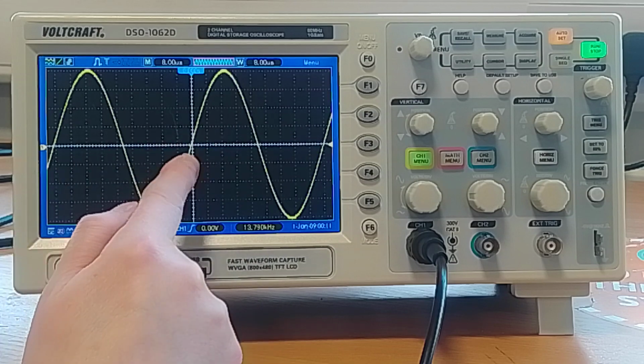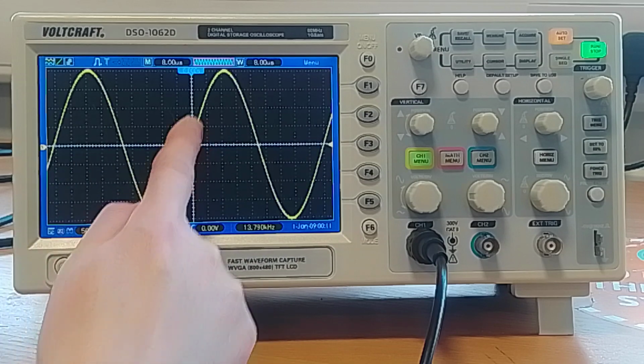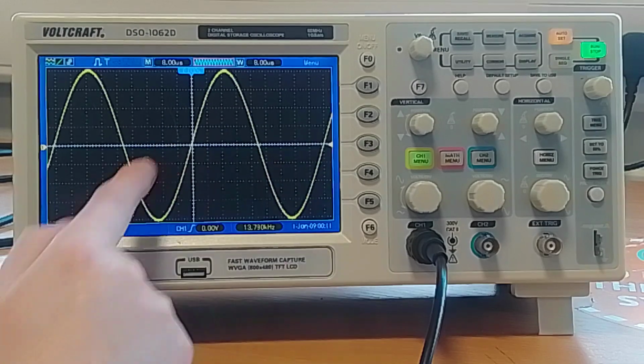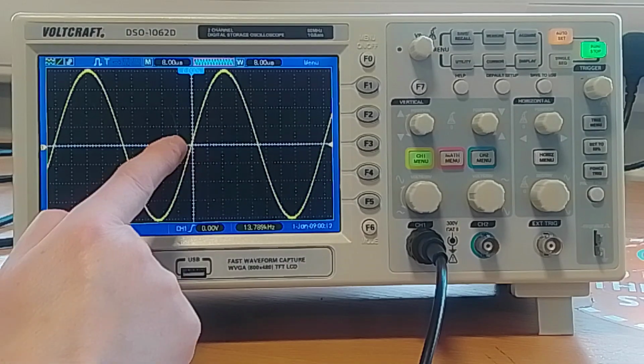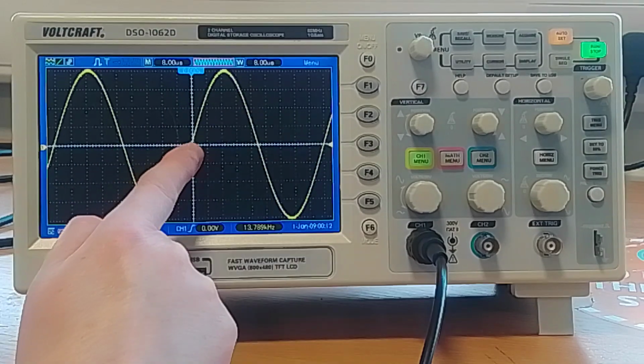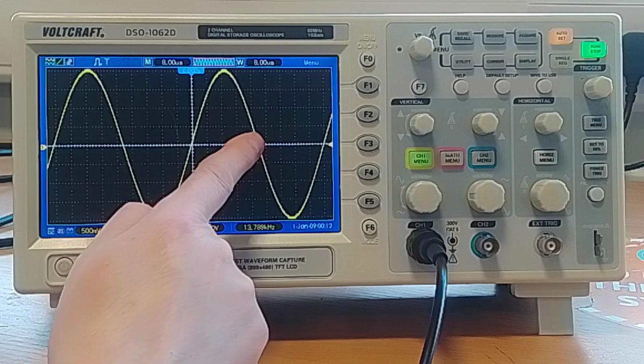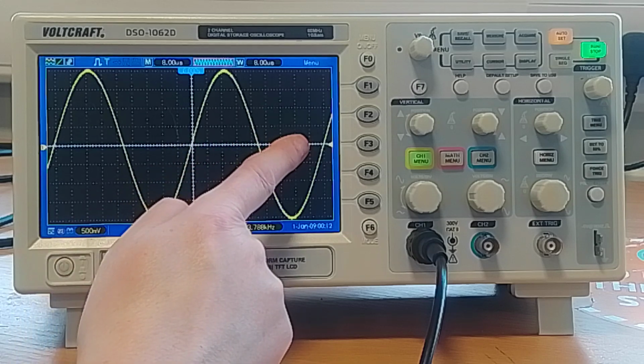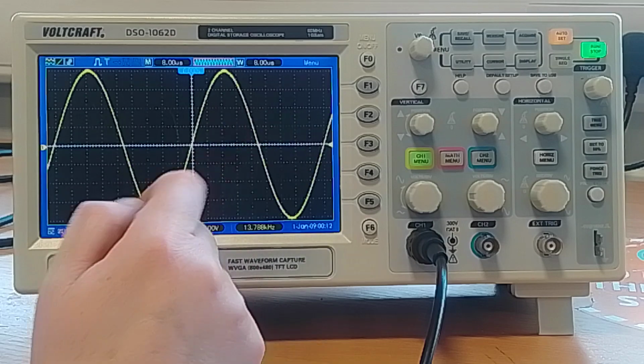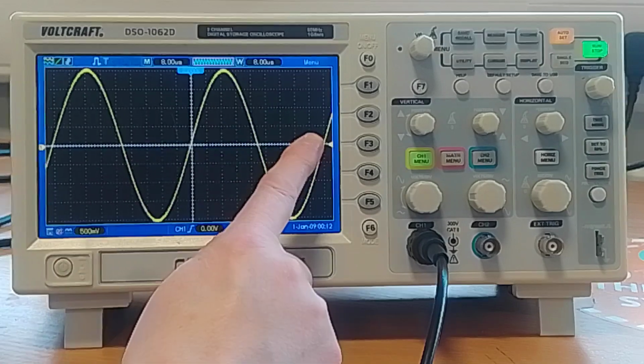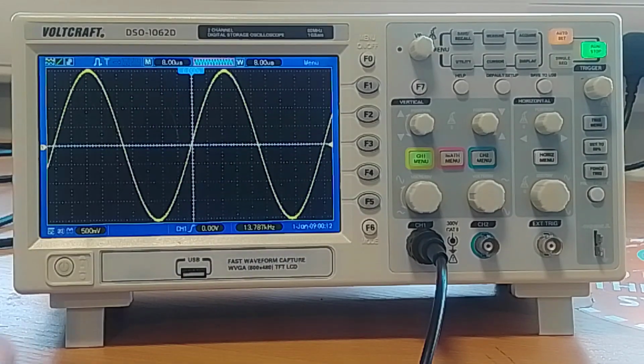So looking at this signal, you're looking for how many boxes it is for one full wave. For one full wave, which is that, 1, 2, 3, 4, 5, 6, 7, 8, 9. So it's 9 boxes, and each one of those 9 boxes is 8 micro.